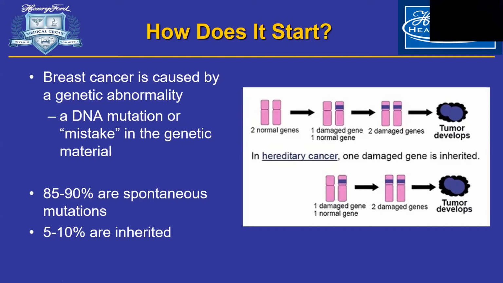inherited. So every cell has two genes. You have to have both genes damaged in order to get cancer. When you already are born with a mutation, one of those genes is already knocked out. So you're already one step ahead of the general population towards the development of breast cancer.